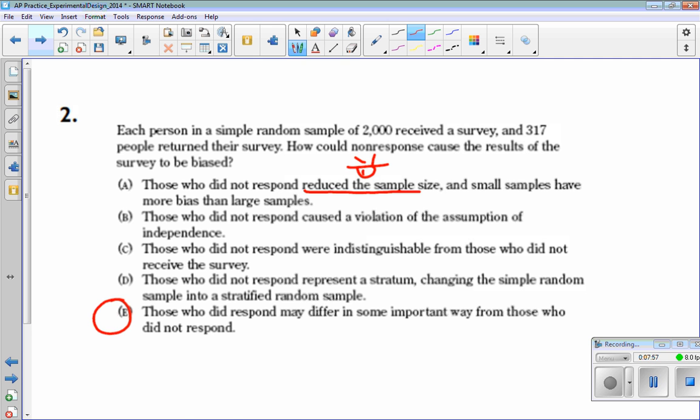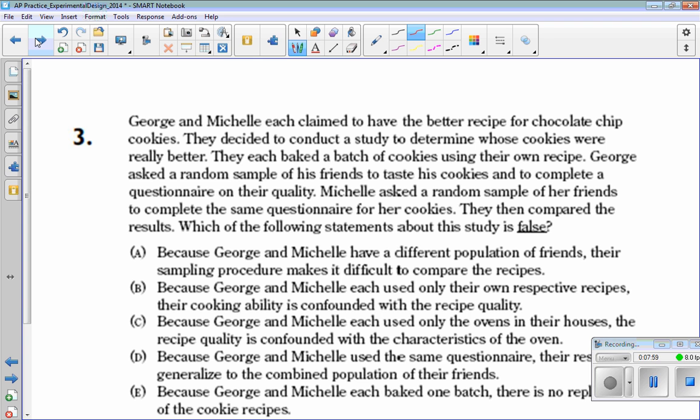All right, let's look at number 3. George and Michelle, chocolate chip cookie people. You ever watch Cupcake Wars on TV? Yes. Yeah. What's that? Food Network, cooking channel. Find it. Me and my daughter love to watch it, even though I don't make it. All right.